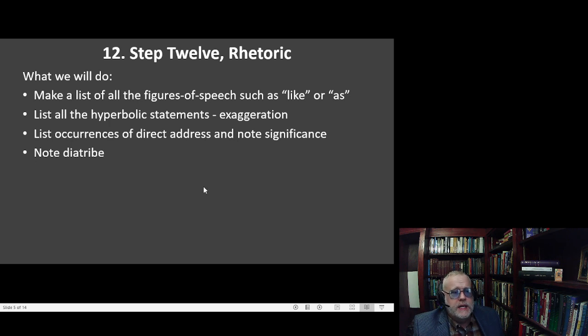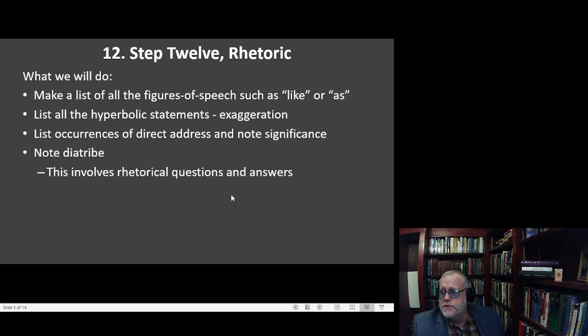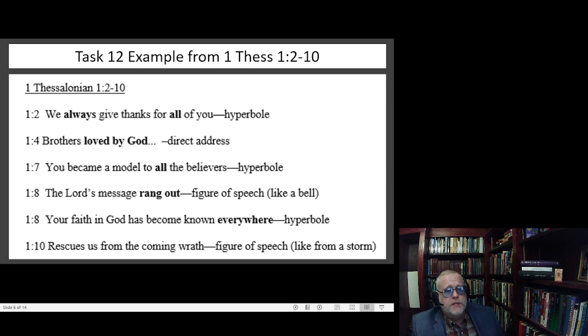If you're wondering what diatribe is, think about, for example, Nicodemus and Jesus' conversation with each other. Question upon question and finally some answers. This involves rhetorical questions and answers. Fee gives examples and further sources in the section for Fee. Be sure you look at that before doing this step. Here's an example of several of these rhetorical elements from 1 Thessalonians 1:2-10.